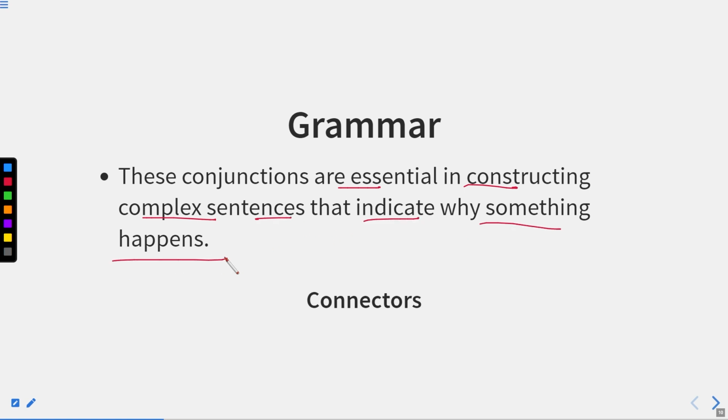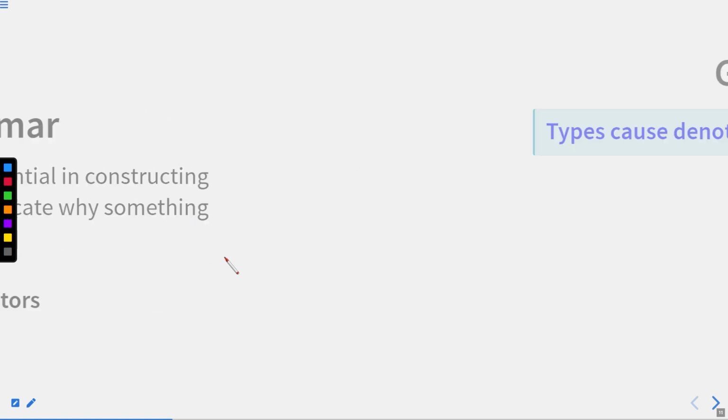Now one more thing is that these types of conjunctions are single conjunctions only. We don't make unnecessary pairs using these conjunctions. We cannot use because and so together. Because is used alone. We cannot use because and then, because and so. No, there will not be any pair like this.